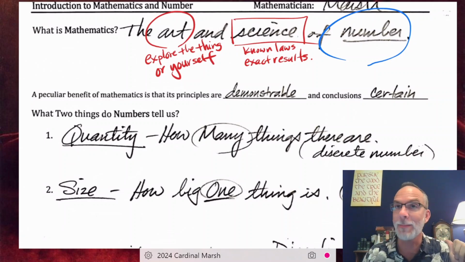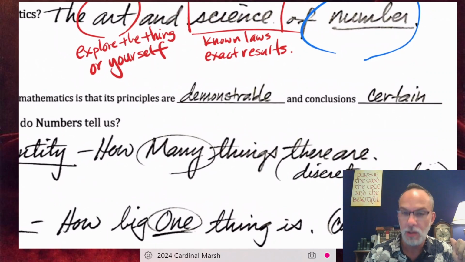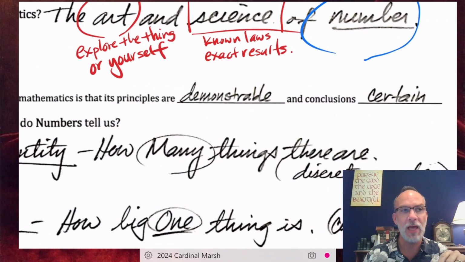principles are demonstrable. They can be demonstrated. Hey, here's this principle of mathematics. Gee, I'm having a hard time kind of understanding that. Can you demonstrate it to me so that I can observe it? Yeah. And its conclusions are certain.